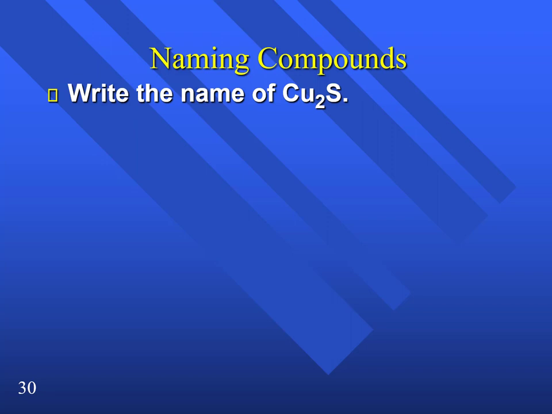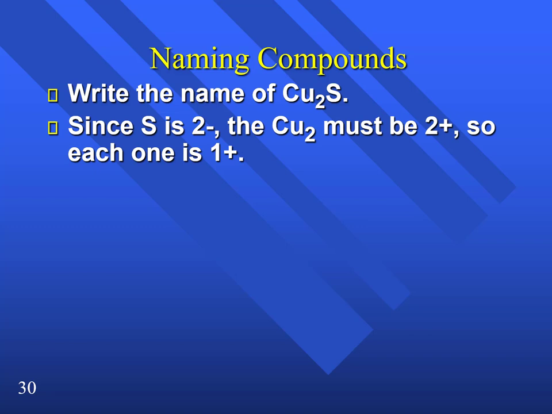Cu2S. Okay. Copper's a metal. It's ionic. Copper's a transition metal. I need parentheses. And it's copper something sulfide. Everybody okay with that so far? Now I know sulfide is 2 negative. So my total negative is 2 negative. So my total positive has to be 2 positive. I've got 2 coppers that have to add up to 2 positive.